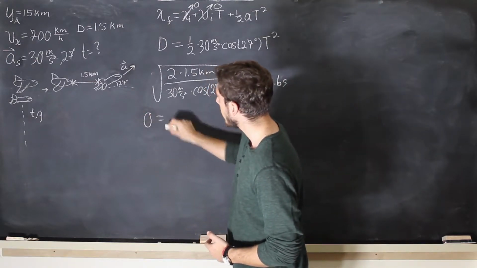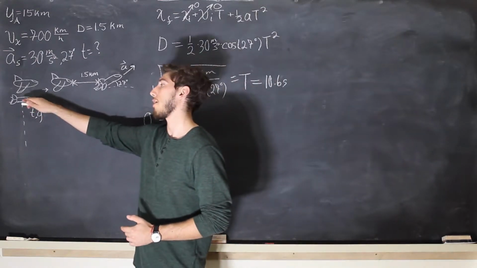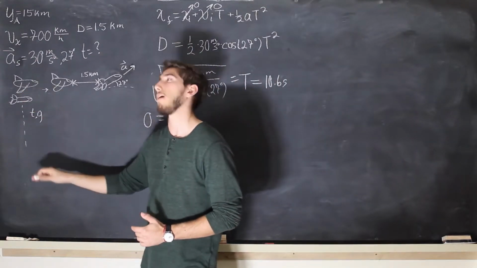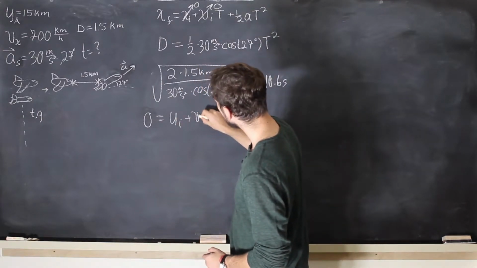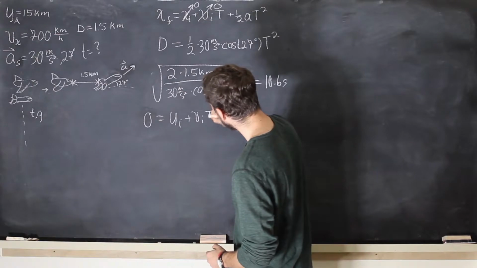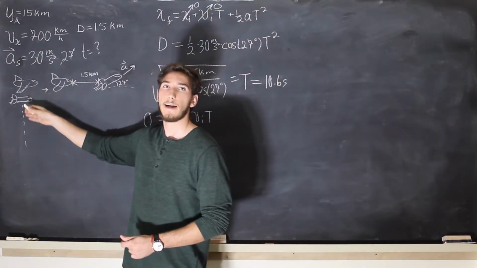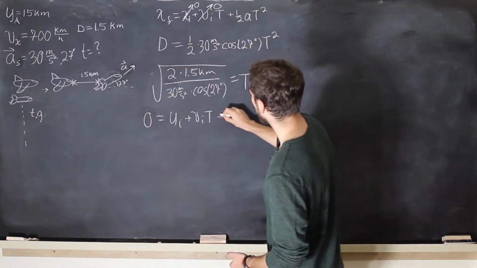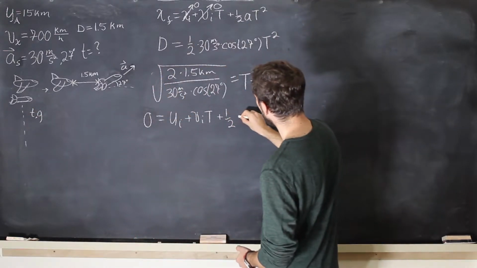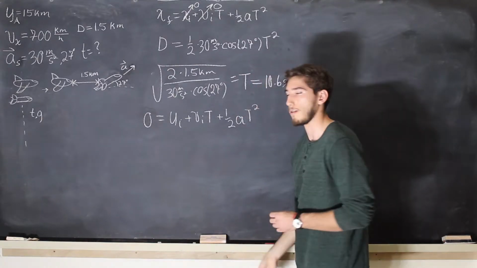So 0, and then y initial is going to be the altitude that the shuttle falls from baseline. So y initial plus velocity initial, big T. The velocity initial is going to be the velocity that it gathers from falling in the y direction. And then we're going to add 1/2 acceleration t squared. And of course, this is in the y direction.